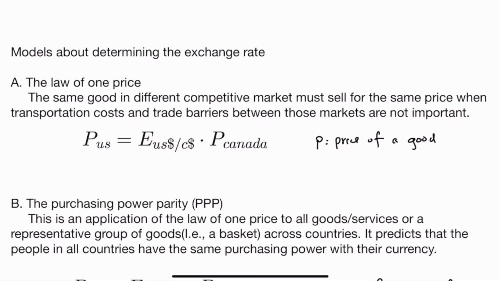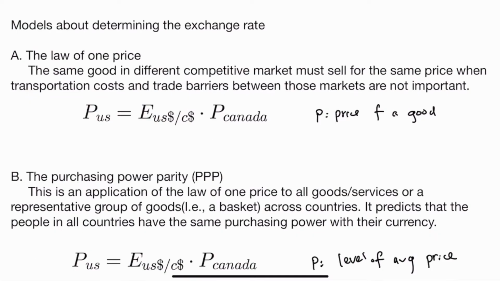Therefore, in fact, we can use the CPI as an index to represent the level of the average price of a country, and then use the concept of the law of one price to come up with the purchasing power parity. Then we are going to have the following formula. We said that the price of the US will equal the exchange rate multiplied by the price of Canada.